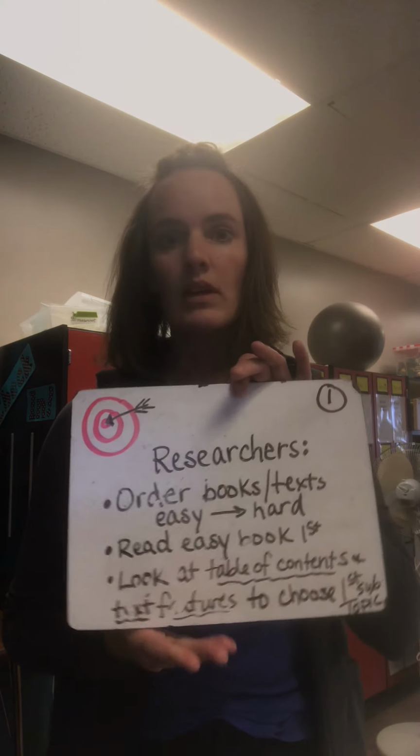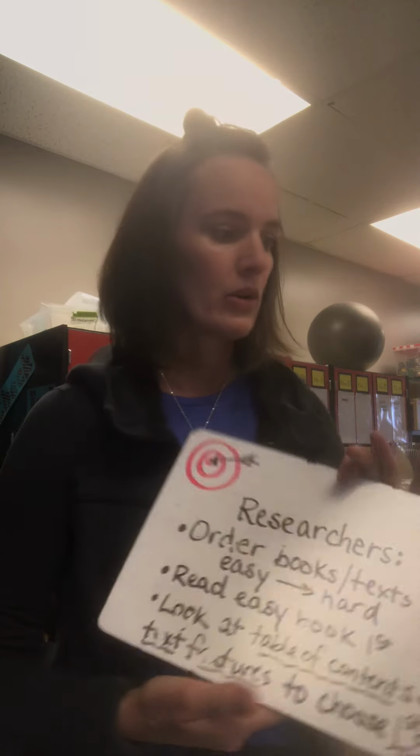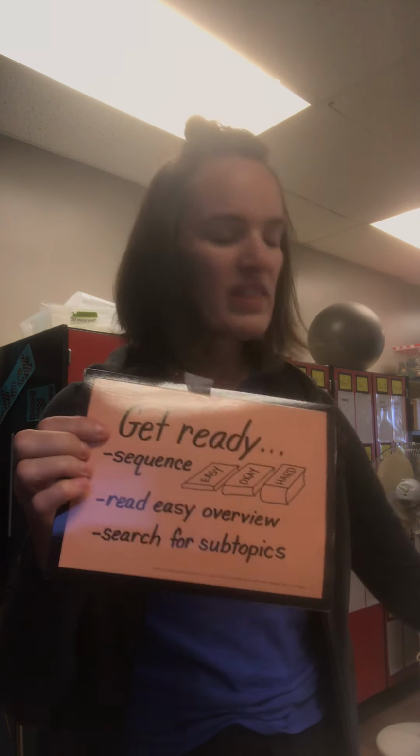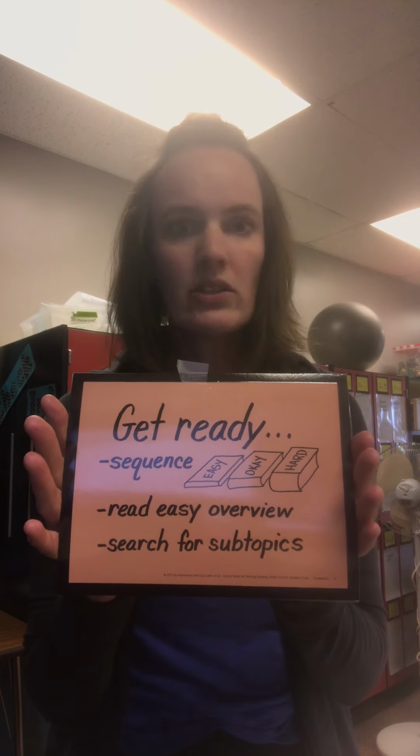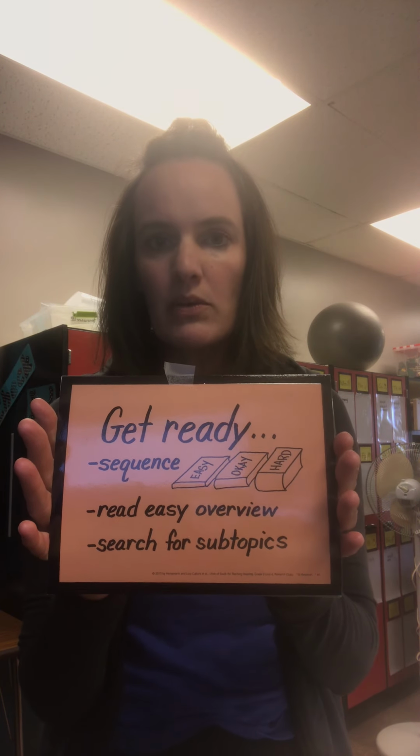So now I know that researchers, the first thing they do is order their books from easiest to hardest. Are you wondering why? Sometimes, just to get a big view of how to research, it's easiest to start with the easiest book. Look at that easiest book and see what you can learn, and then go deeper, kind of like our iceberg. Get deeper, okay? So I'm going to put these up behind me here. To research, get ready, sequence.